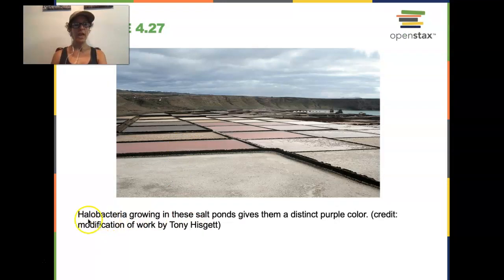An image of halobacteria, remember salt-loving, give them this distinct purple color. If you've ever looked down when you're flying into SFO, there are great ponds of halobacterium that you can see these colors in. That wraps up our prokaryotes.